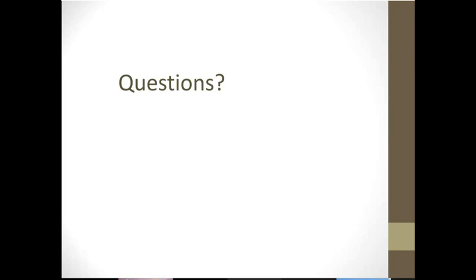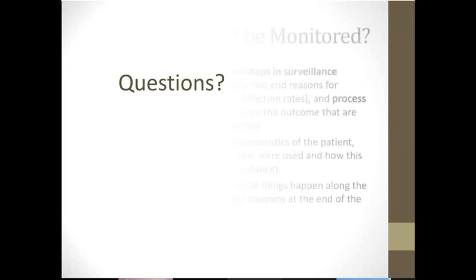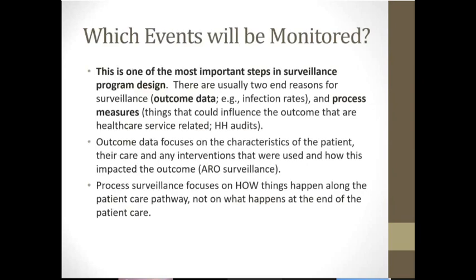Okay, no questions. So which events will be monitored? This is one of the most important steps. There's usually two reasons to do surveillance. You either want to do outcome surveillance or process surveillance. Outcome surveillance has to do with infection rates. That's an example. It's the end point, what you're looking for at the end of your surveillance.